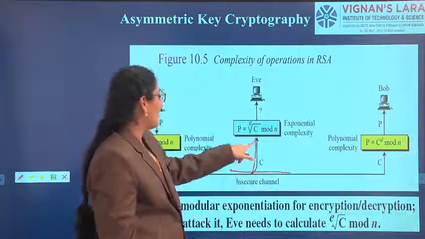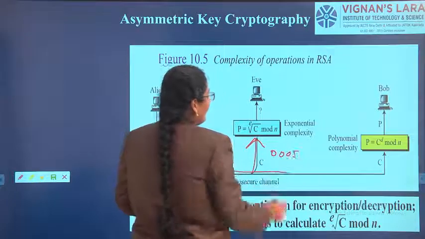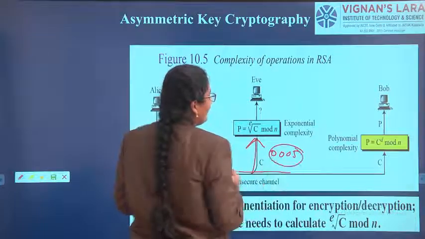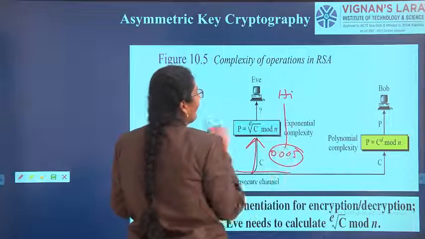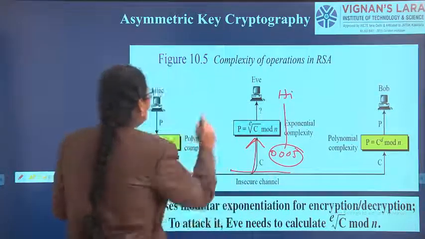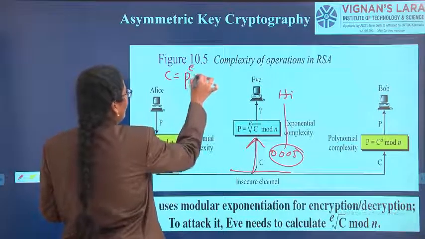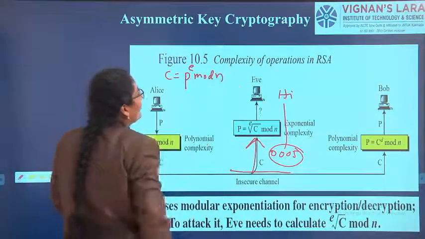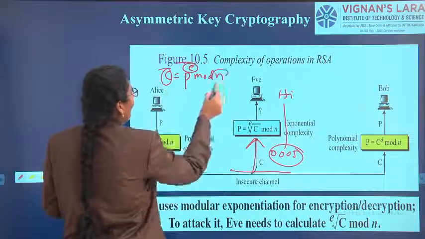Very easily I have taken the ciphertext from the insecure channel. Now the question is, I got 0005. I don't know what this 0005 is. To convert this 0005 into "hi", I don't have the private key. Then I have the formula: ciphertext equal to plain text power e mod n. This formula I know. Now I have the c value, the e value, and the n value.